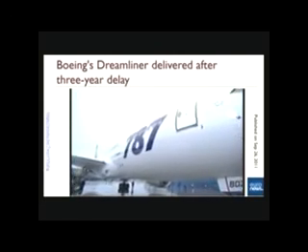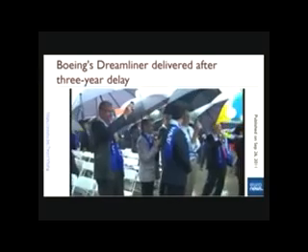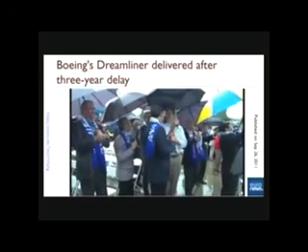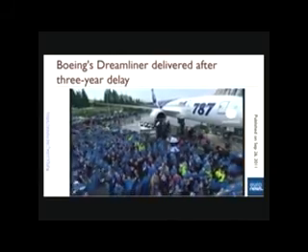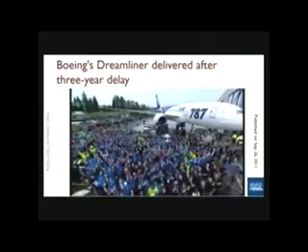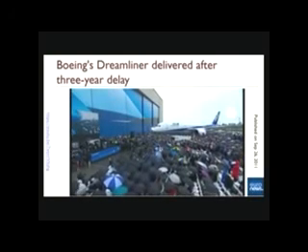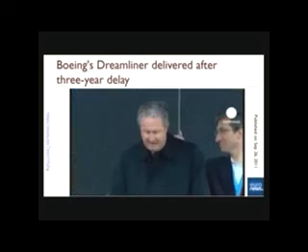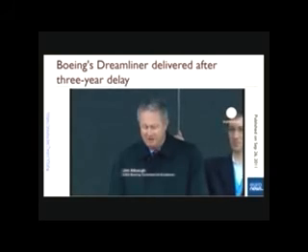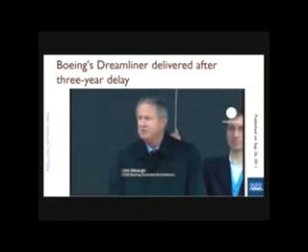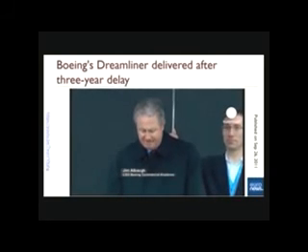After a 3-year delay, Boeing finally delivers the first 787 Dreamliner to All Nippon Airways at a ceremony at Everett, Washington. The aircraft had originally been scheduled for 2008, but the plane maker has suffered a series of setbacks, including an onboard blaze on a test flight in January.